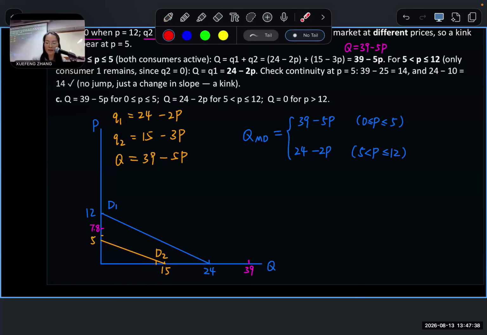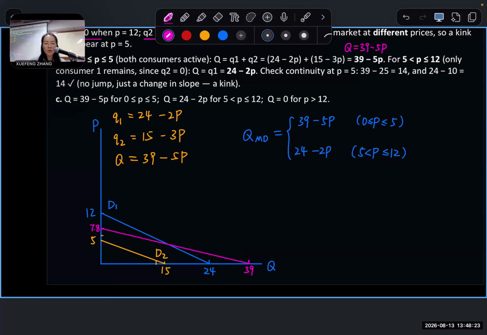Okay, the third line. If capital Q equals 0, P equals 7.8. Why 7.8? 39/5, right? If Q equals 0, P equals 39/5, which is 7.8. Am I right? And if P equals 0, capital Q equals 39. That's right here. Okay, the pink one. Connect them.